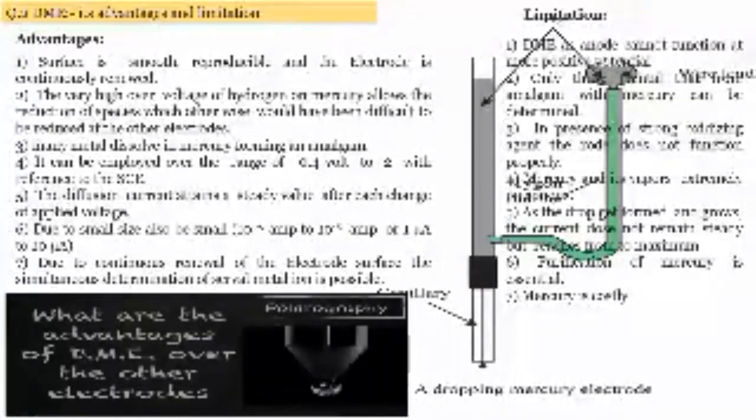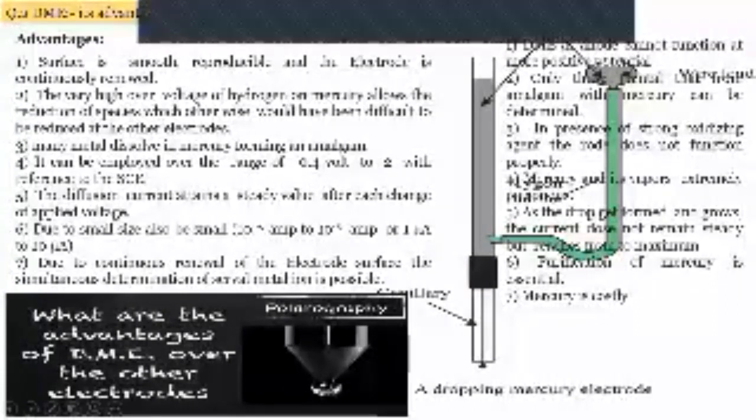So that was all about the dropping mercury electrode. This is all about your dropping mercury electrode that we have seen.